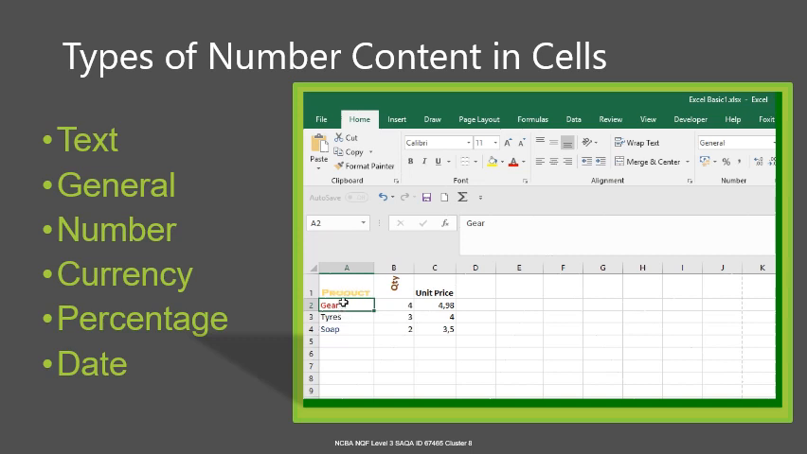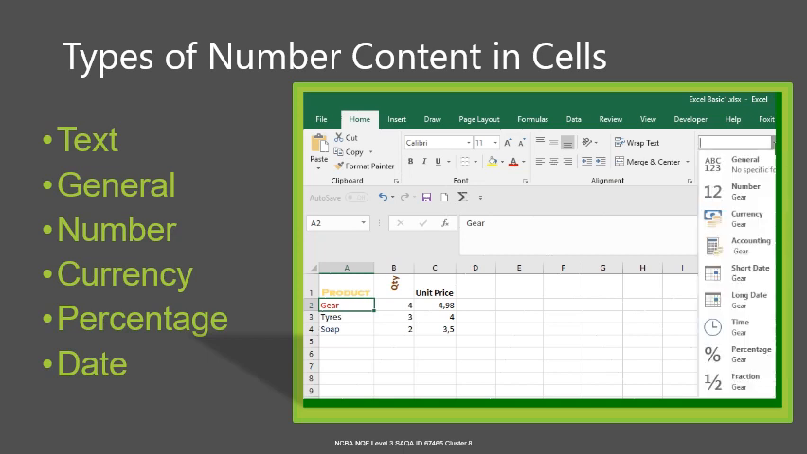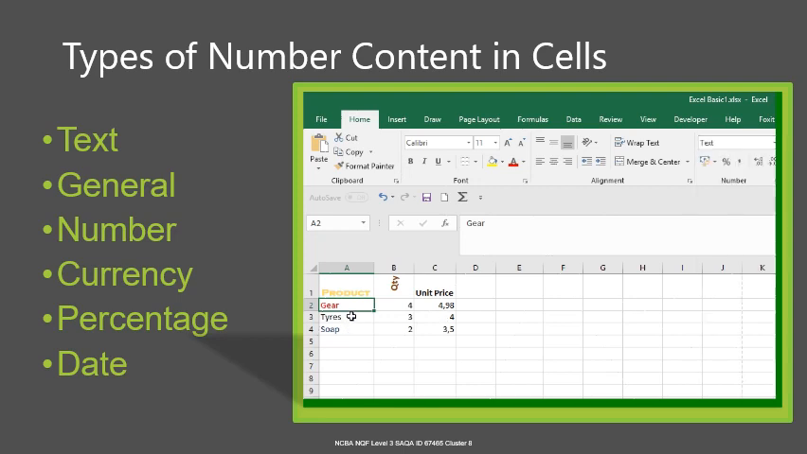So if I'm standing on my gears cell and I go to my column number format over here and I click on the drop down arrow, by default Excel would have made it a general cell. In this case I want to make sure that it's text because I want Excel to see it as text, so I'm going to set it as text. And so I can go and apply that to the others as well.